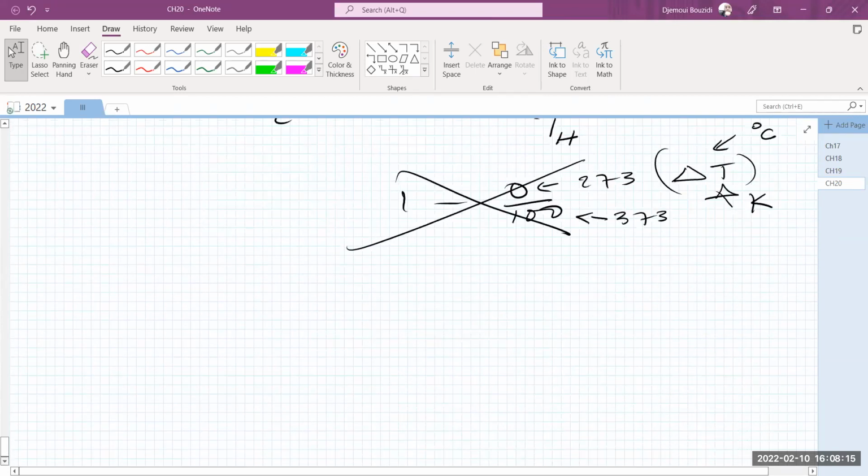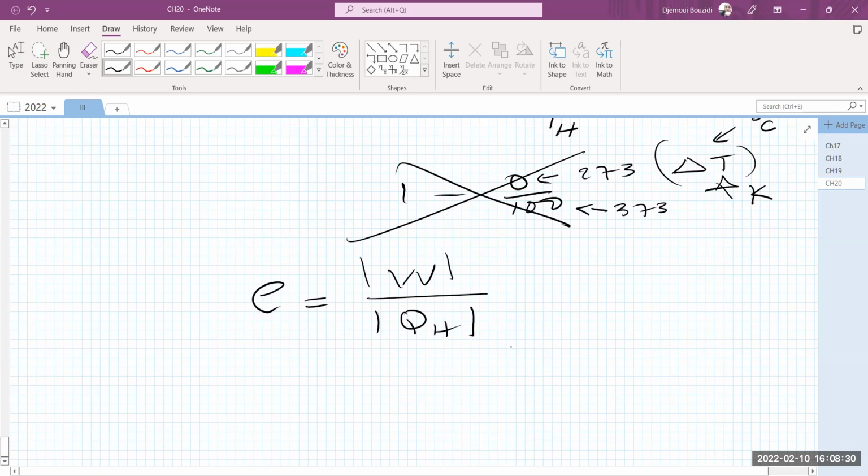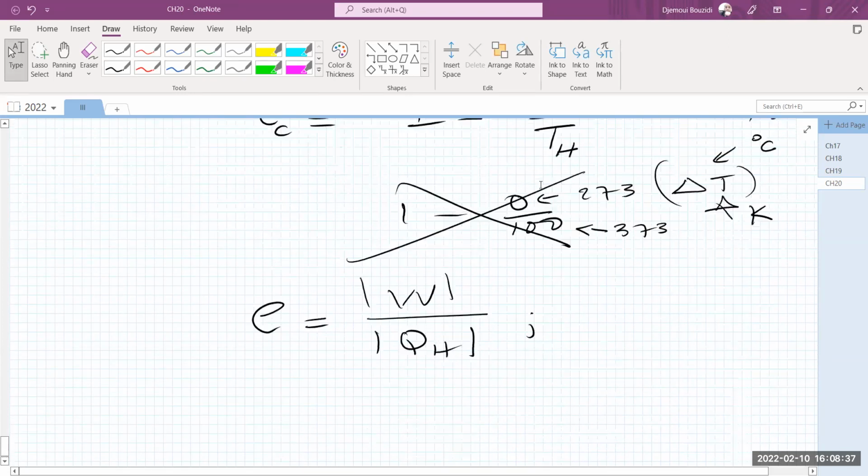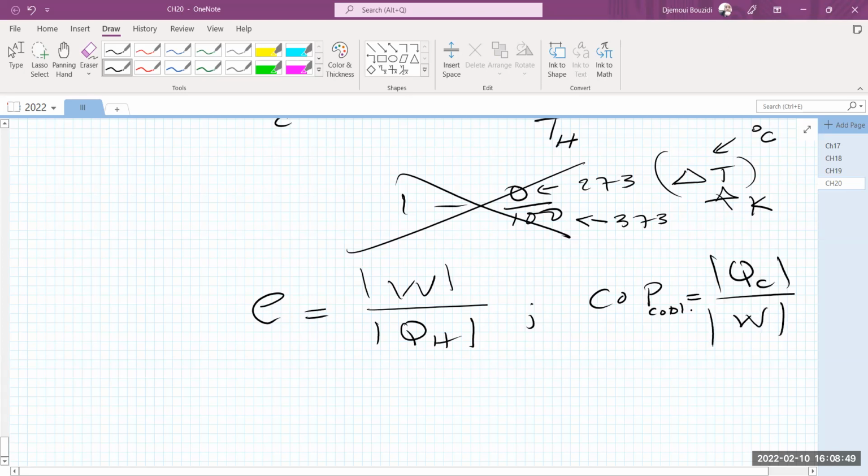Then we moved on, we defined the cycle. It turns out that the efficiency in general is defined as the desirable thing, in this case the work, divided by the cost, which is Q hot. So this is in general, no matter what the engine is. Okay. I also defined the coefficient of performance for the cooling system. We said it's Qc over the cost, which is the work now. Okay.